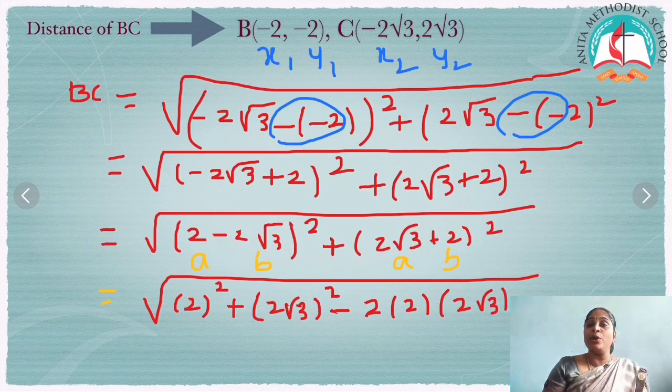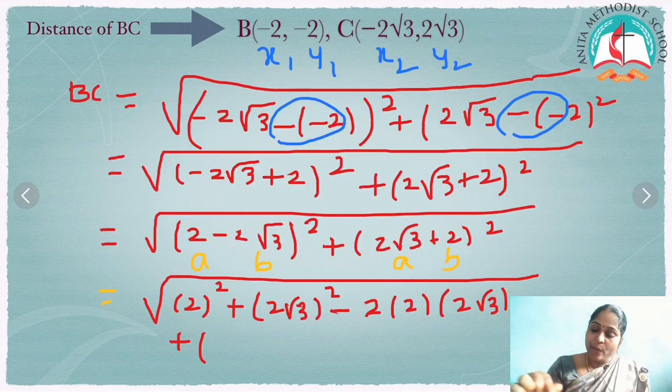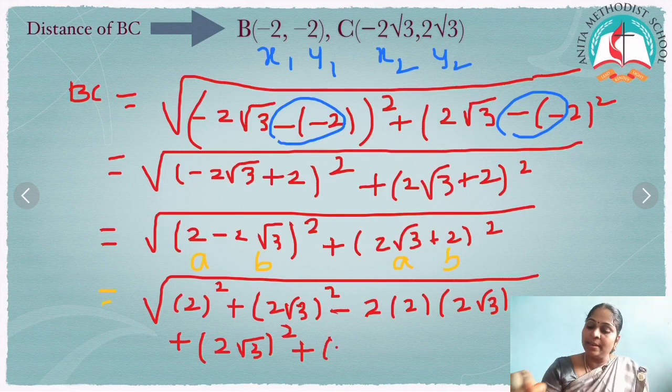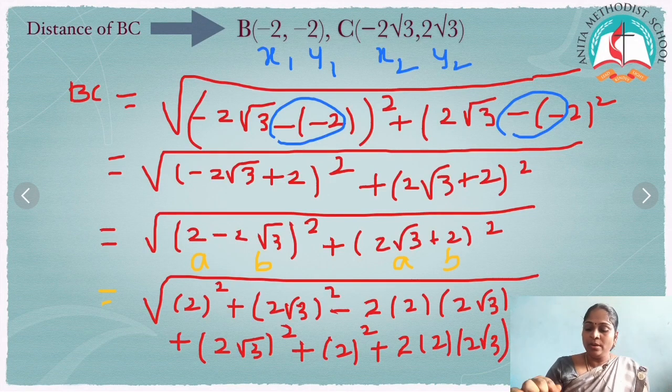Like the same, you are going to substitute the a plus b the whole square identity here. So plus, what is the a? 2 root 3. So 2 root 3 the whole square plus, what is the b? 2 square, and plus 2ab. So these two are cancelled because of the zero pair, positive and negative. So this is your remaining value.